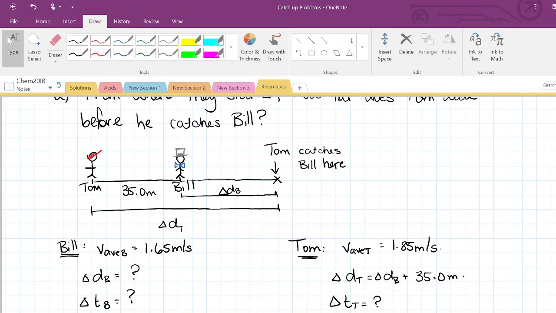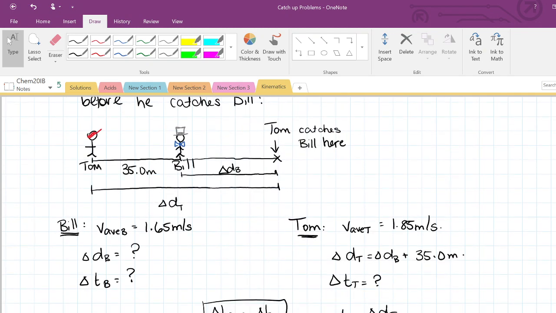So the distance between the two isn't equal. But what is equal is the time. If I was to start a stopwatch as the observer, and I'm watching, as soon as Tom is 35 meters from Bill, I start a stopwatch, and I keep that stopwatch going until Tom catches Bill. That time is going to be consistent for Bill walking his distance as for Tom walking his distance. So we know that for both Bill and Tom, the times are going to be equal. That's what's going to link Tom to Bill.